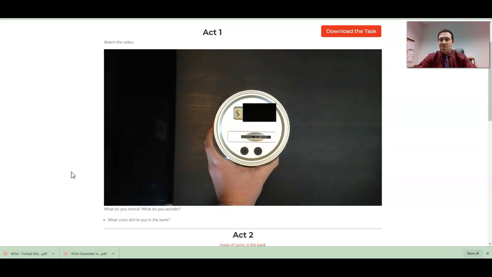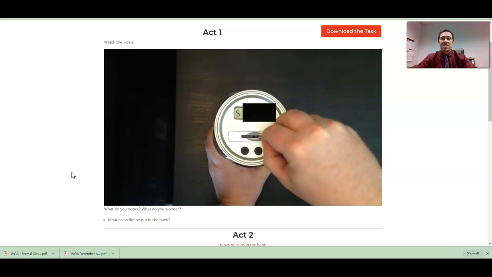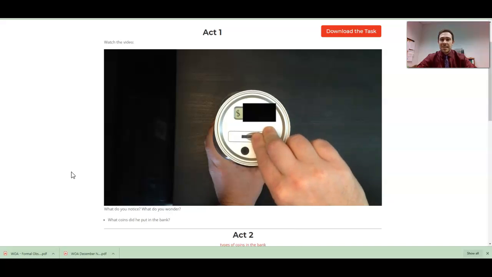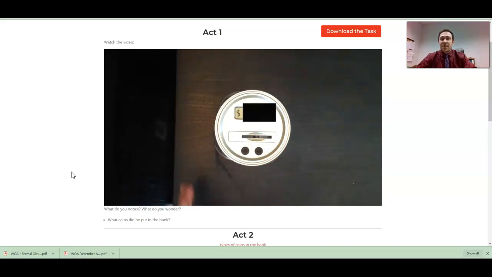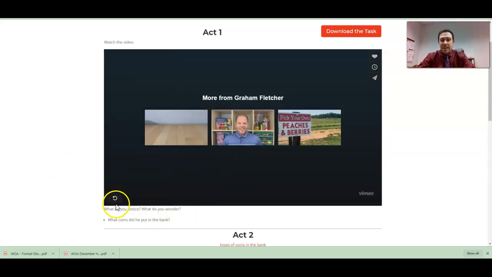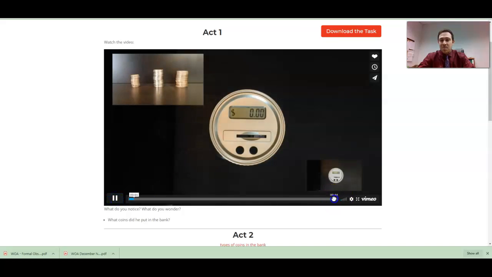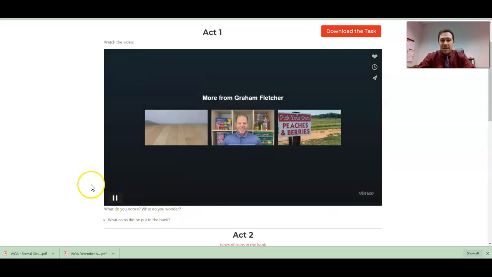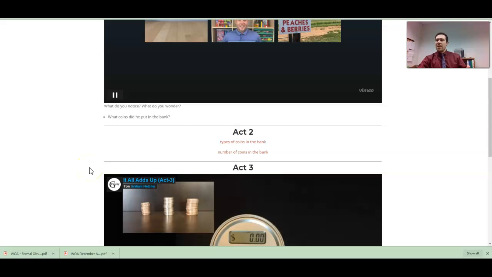So that's what's neat about Act 1, is now students are thinking, oh, how much money is in there? What coins did he put in? It's a great chance for our students to engage in some curiosity. And we know curiosity leads to wanting to solve something. So now he concluded the end of that, and I'll pull that back up, with $1 in there. So you have to figure out how many coins or what coins did he put in.